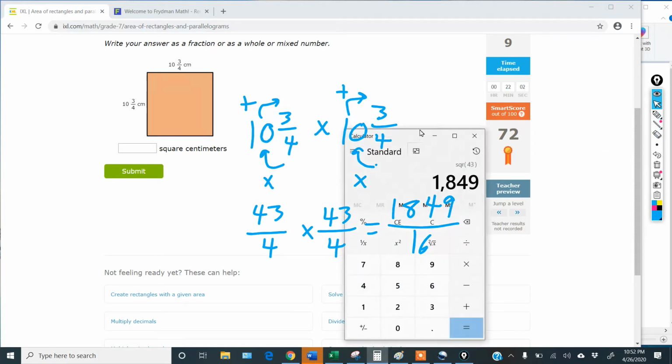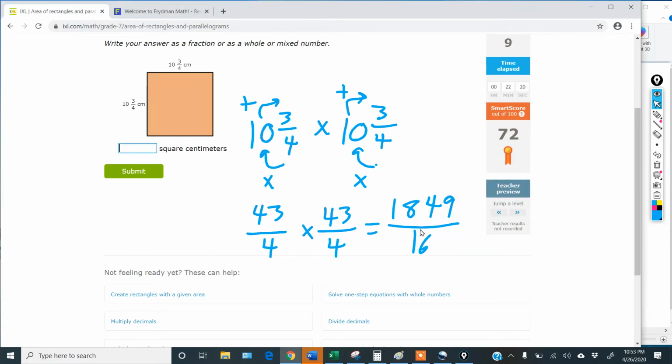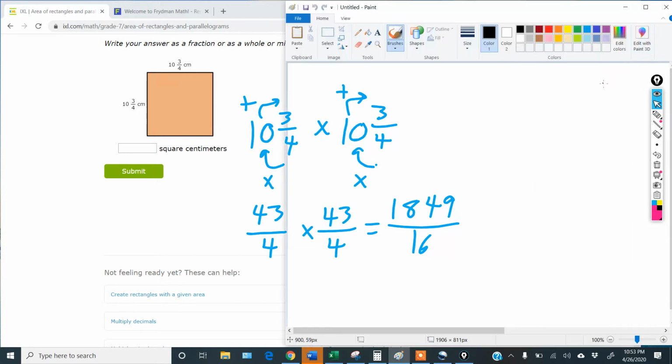So we have 1,849 divided by 16. The problem says to write your answer as a fraction or as a whole or mixed number. Okay, so we're going to have to turn this back into a mixed number. Ugh, that's going to be annoying. So I'll do it over here, 1,849 divided by 16.